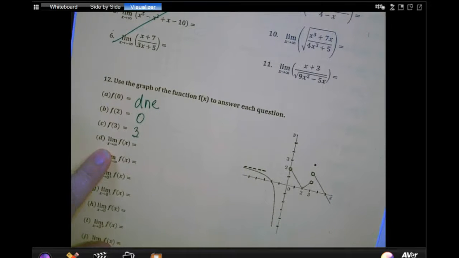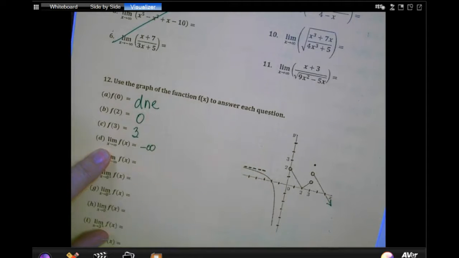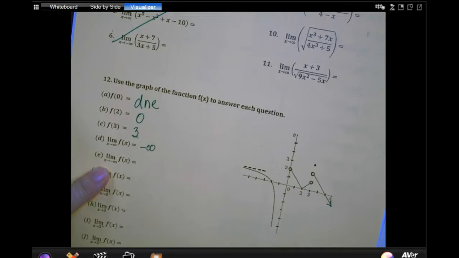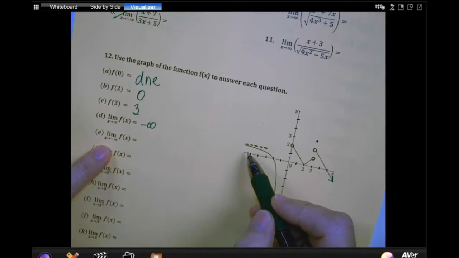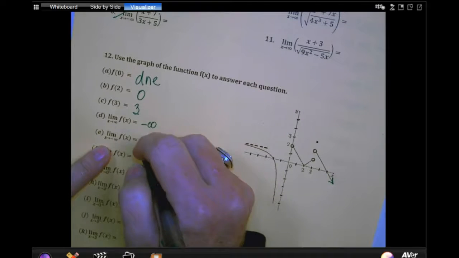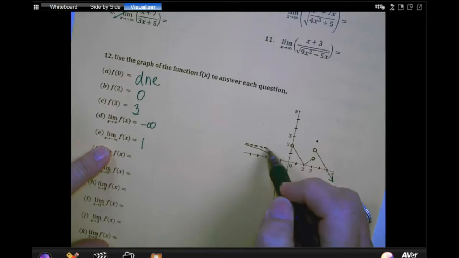The limit as x goes to infinity. What is y going to as x goes to infinity? Negative infinity would be the correct answer. The limit as x goes to negative infinity. That one is 1. That's what I thought you meant. So this one is going to negative infinity, but the y value is going to 1 here.